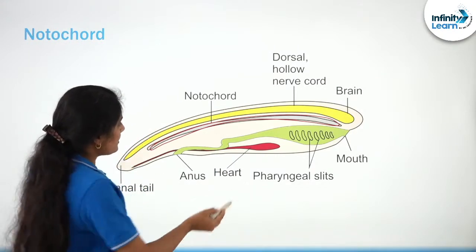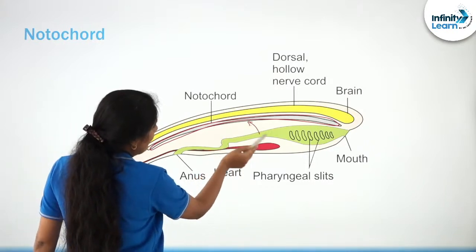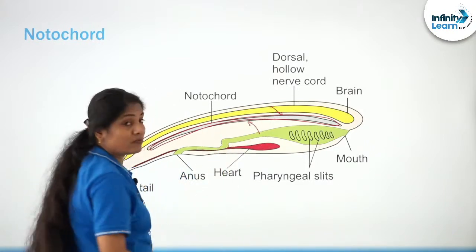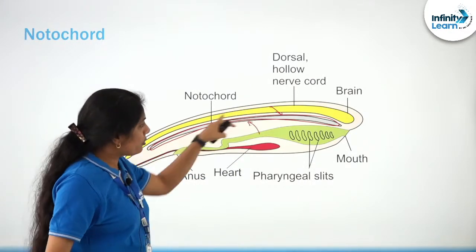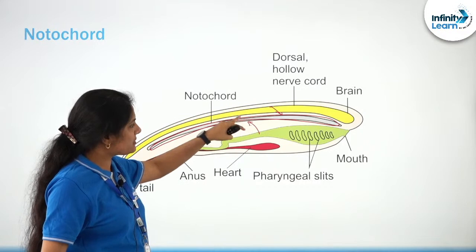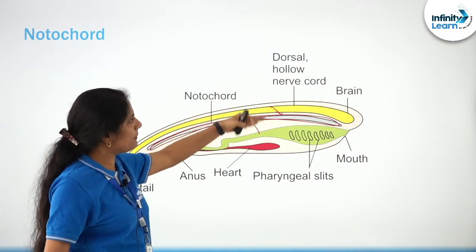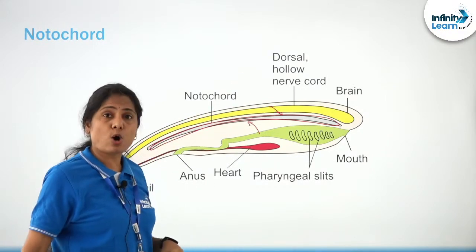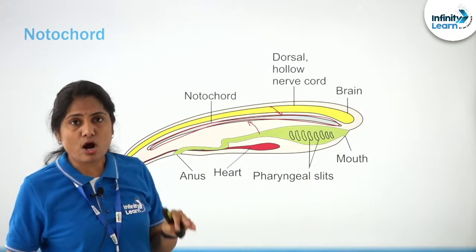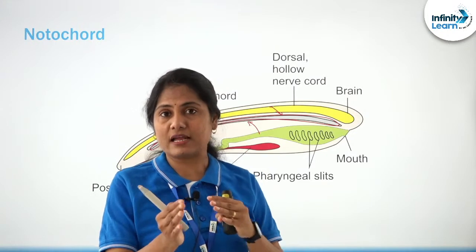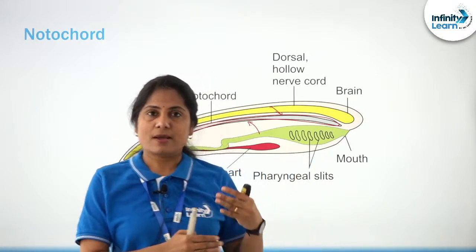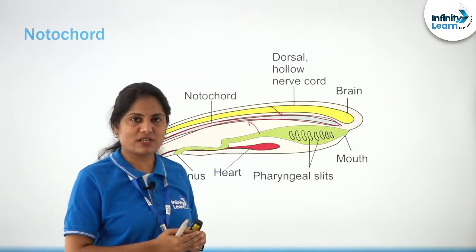Where is this notochord? It's above the alimentary canal, but look at it, it is below the nerve cord. Nerve cord is again different, right? And we say dorsal, also remember its positioning: it's above the alimentary canal and beneath the dorsal hollow nerve cord. So it's a dorsal, flexible, rod-like structure, mesodermally derived, present in the embryonic stage, may or may not be replaced by the vertebral column.